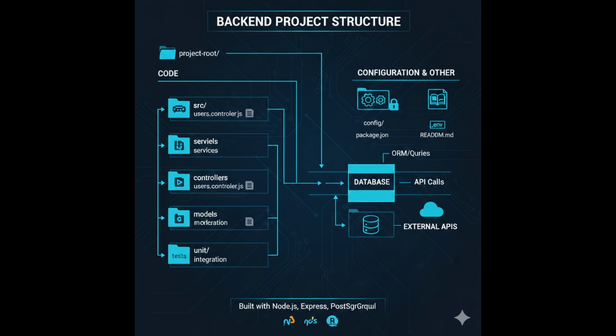Then we have a data model folder. It contains the structure of the data and how the data will be represented inside the database. And finally we have a config folder that contains the connection between the database and the backend. In the next lesson we will learn about the asynchronous nature of JavaScript.